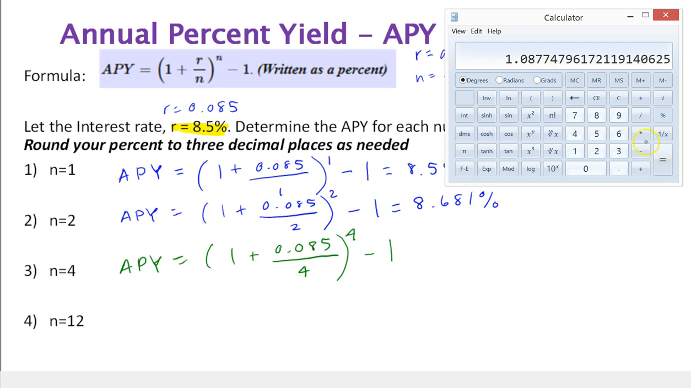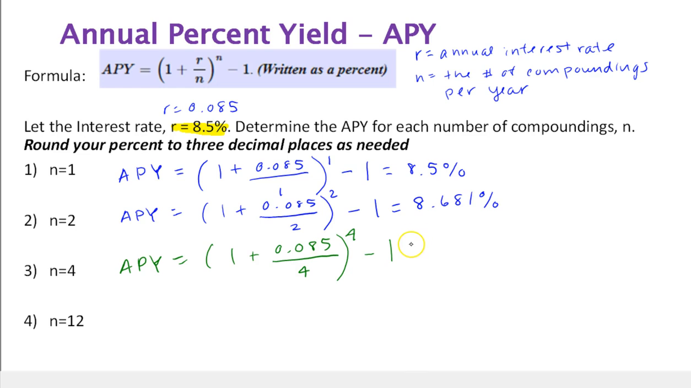And then we're going to subtract 1. And then this is our decimal percentage for the APY, and we multiply by 100. So for 3 decimal places, 4 is in the third, 7 is in the fourth, so we'll round up to 8.775%.